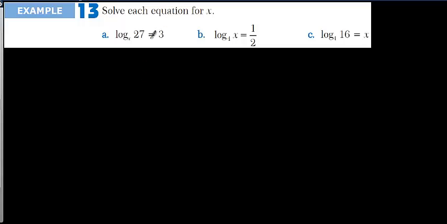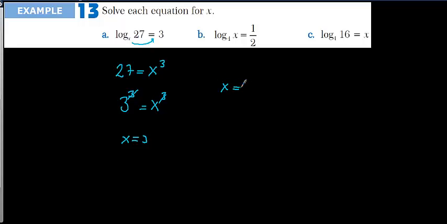Logarithm base x of 27 is equal to 3, and solve for x. So here 27 is going to be equal to x to the power of 3. We know that 3 to the power of 3 is equal to 27 and x to the power of 3 is on this side. If the powers are the same, the bases must be the same. x should be equal to 3 if we cancel them.